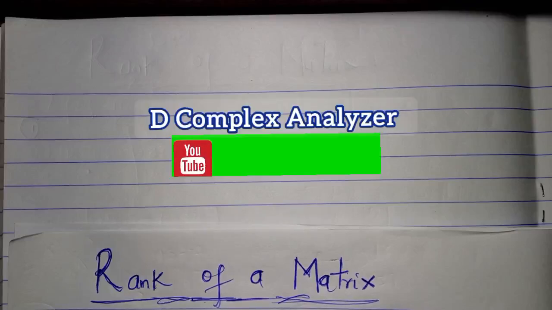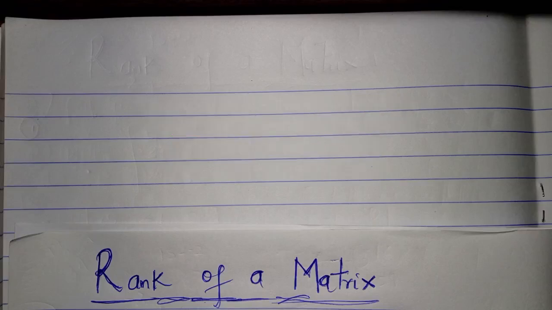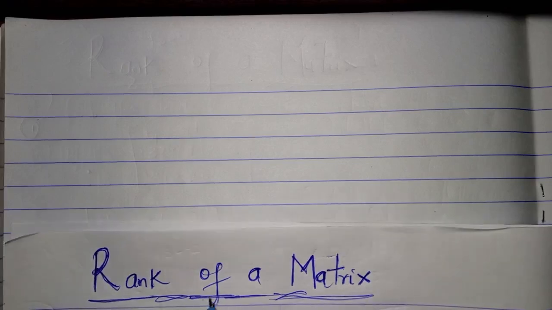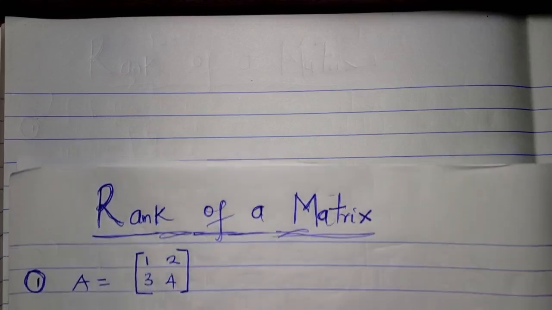In this video, we're going to talk about the rank of a matrix. We'll talk about the rank of a square matrix and of a non-square matrix. And here, I'll be using a particular method to show you how to determine the rank of a matrix. There are actually different methods of determining the rank of a matrix, but I'll be showing you how to determine the rank of a matrix by converting the matrix into row echelon form. Let's start with the 2 by 2 matrix.